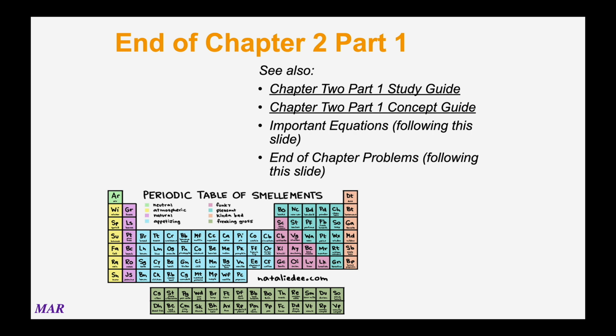Anyway, that's it for Chapter 2, Part 1. Like with all the chapters, there is a study guide, which is a bulleted list of the highlights from this section. There's a concept guide, which is a series of worked problems from this section. So if you have any questions, check those out. Following these slides in the printed version, you can see some of the important equations from this particular section, and there's also some end of the chapter problems with the answers. I encourage you to go through those, and if you can do them, then you've got this section down.